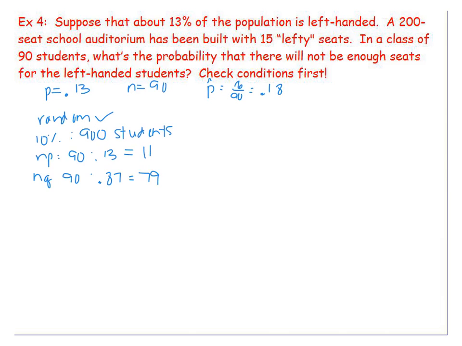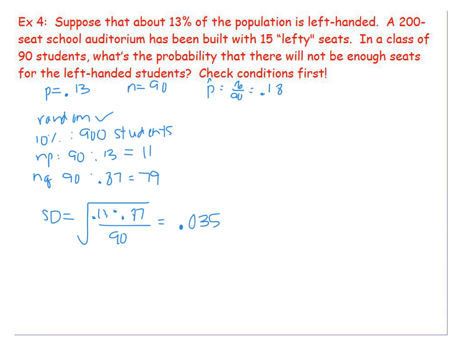So what's the other thing that we needed? Well, we know our p, but we need our standard deviation. So our standard deviation, big square root, p, so 0.13, q, 0.87, divided by n, which is 90. Two non-zero digits, so 0.0, and then it ends up being 35.